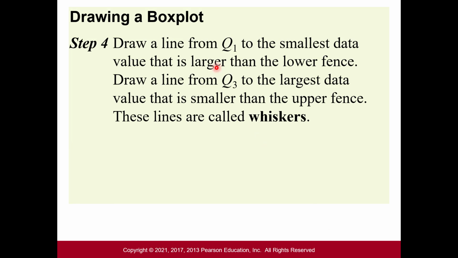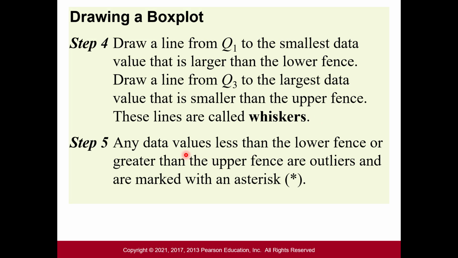Next, what we're going to do is draw a line from the quartile 1 to the smallest data value toward the left, as long as it's larger than the lower fence. And then on the other side, we're going to draw a line from the quartile 3 to the largest data value, as long as it's smaller than the upper fence.